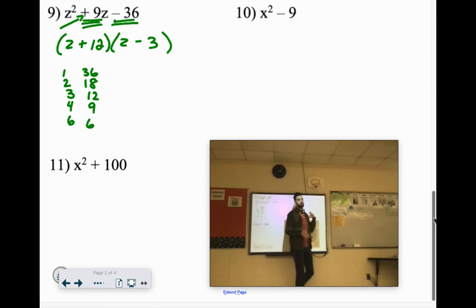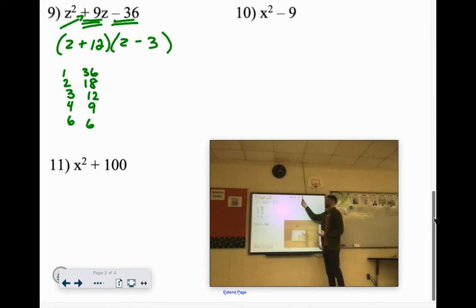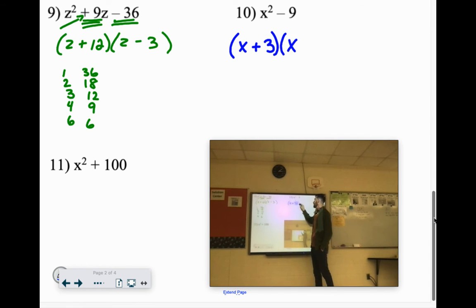When you have two things that you can square root, x squared, 9, there's a minus in between them. If you remember, that's called the difference of squares. And when you factor that, you square root them both. You put one with a plus, one with a minus. Square root of x squared is x. Square root of 9 is 3. X plus 3 and x minus 3.